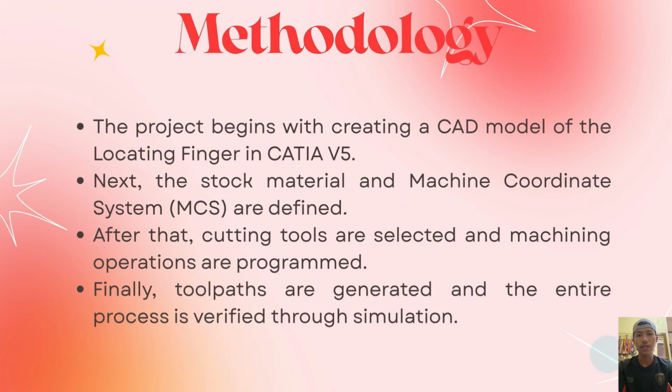For our methodology, the project begins with creating a CAD model of the locating finger in CATIA V5. Next, the stock material and machine coordinate system, which is MCS, are defined. After that, cutting tools are selected and machining operations are programmed. Finally, toolpaths are generated and the entire process is verified through simulation.